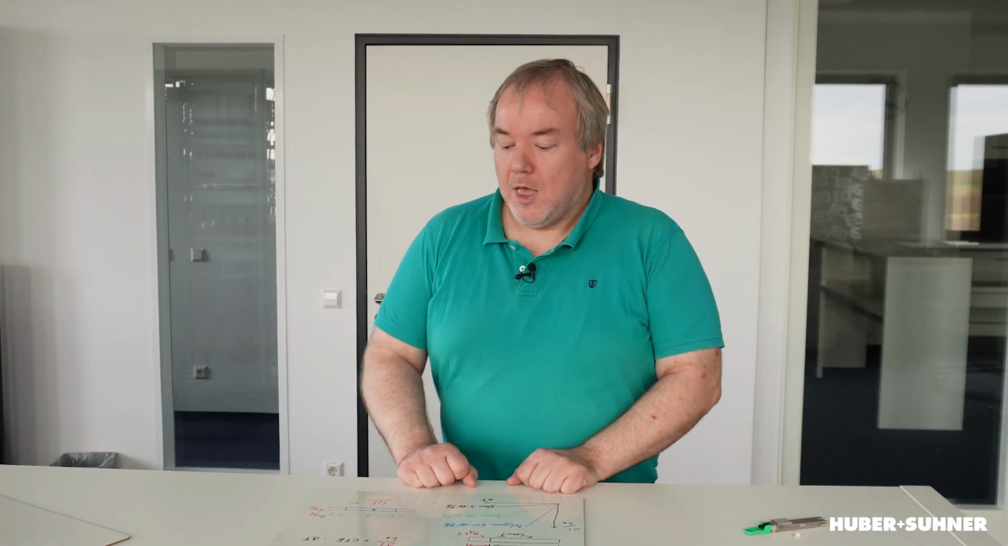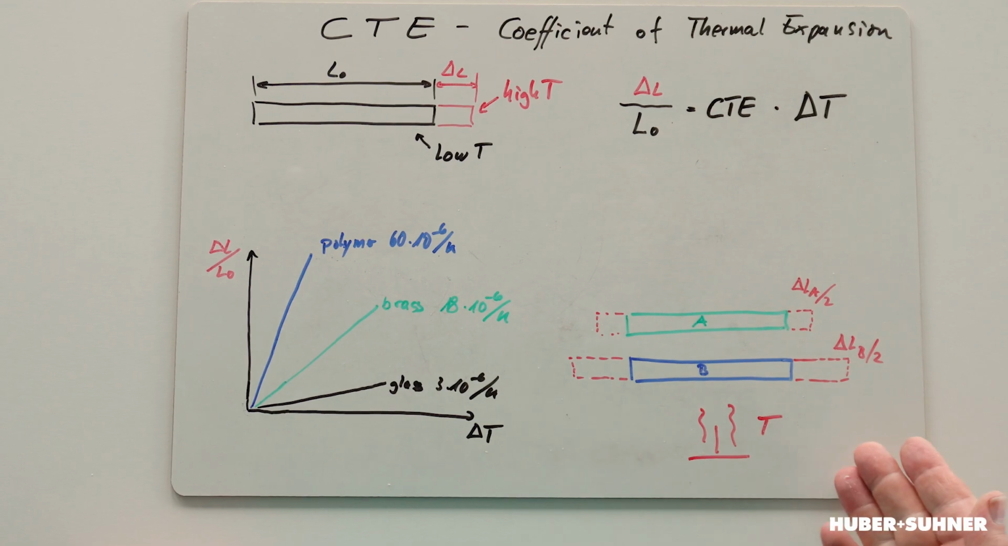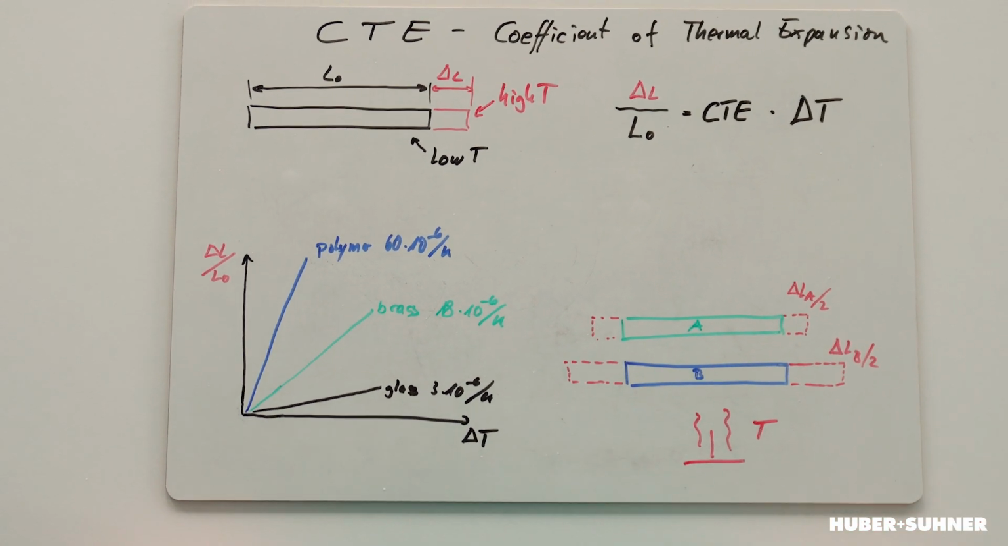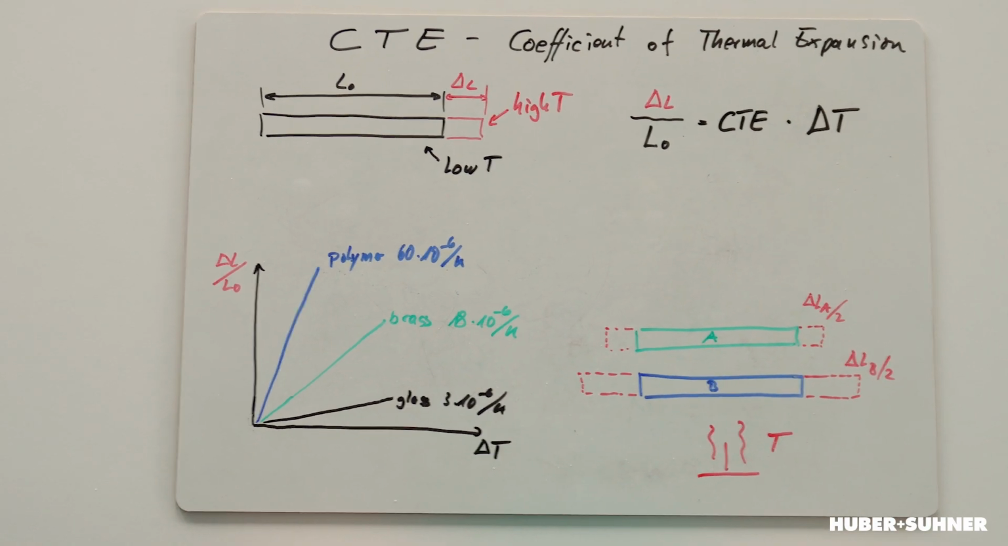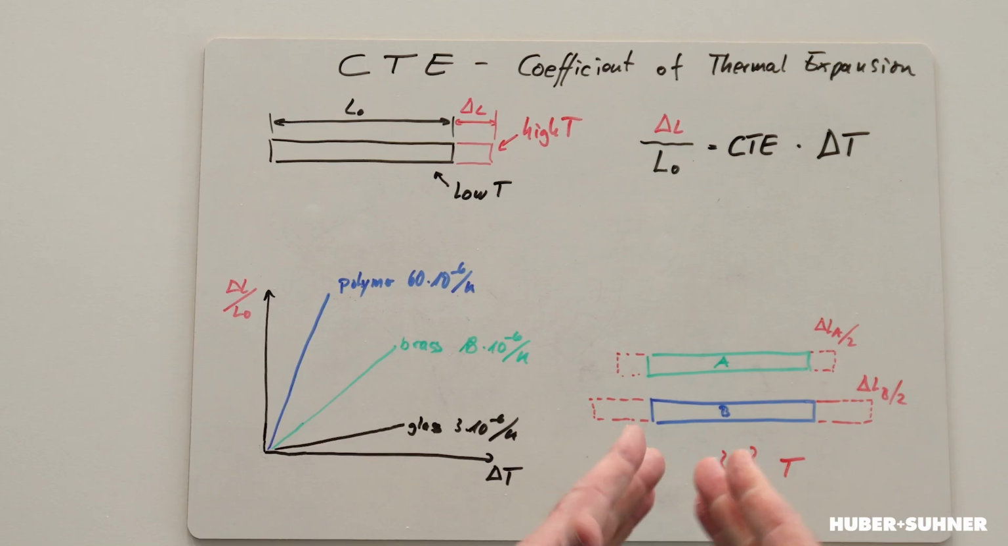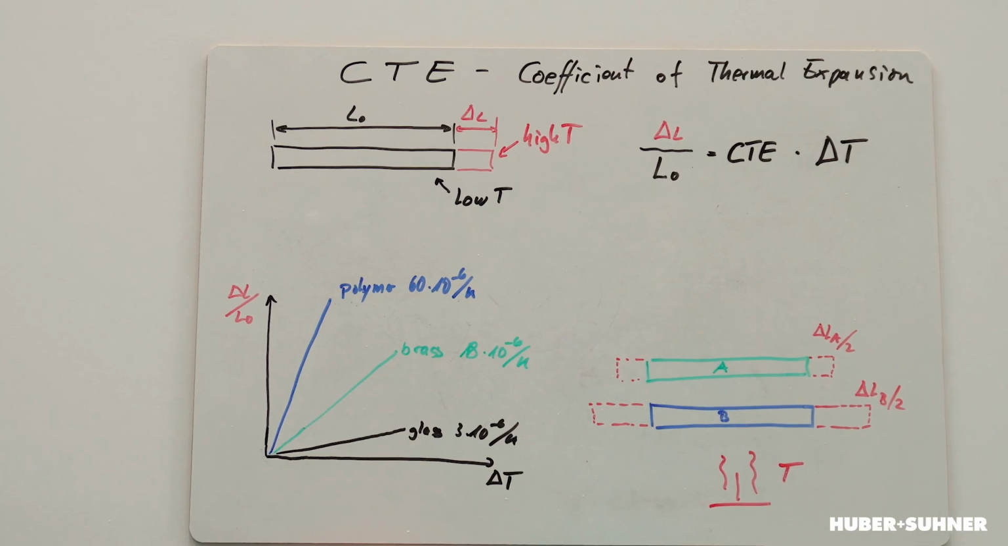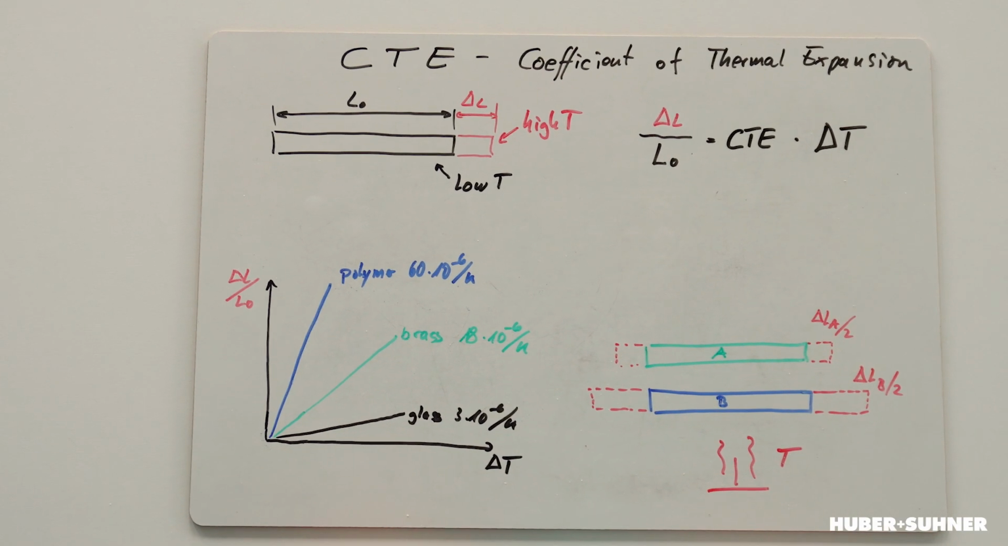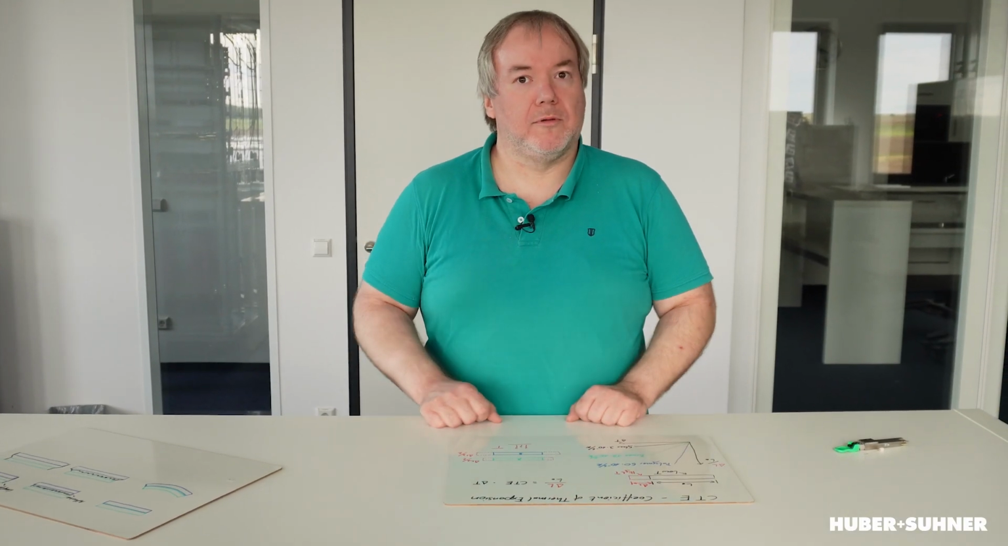What does happen? Here in this case we have material A, which is for example brass, and we have material B, which is for example polymer. And if we now heat it up, then we can see that both materials are expanding freely, but material B is expanding a little bit more than material A. That's no problem at all.